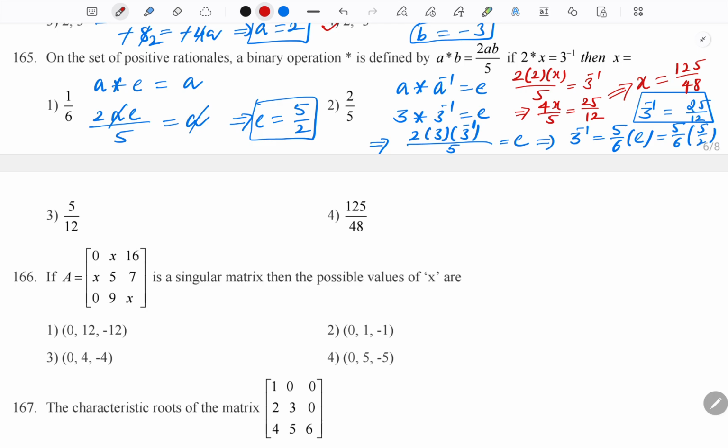It is there in options. Yes. So this is my final answer. x equal to 125 by 48. So which one is there? Option 4 is the correct option.